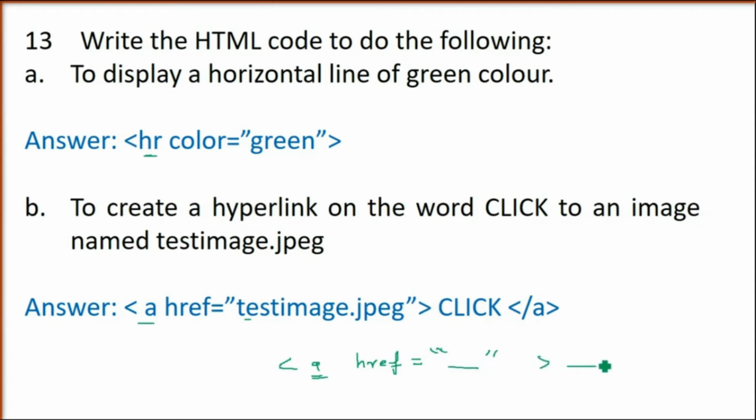Then we write some text, that is click here, and only this click will be shown. When you move the mouse over it, you will see that the click shows it can be clicked. It will be a clickable format. So whenever we click, the image will come up. And then we have to close the anchor tag.